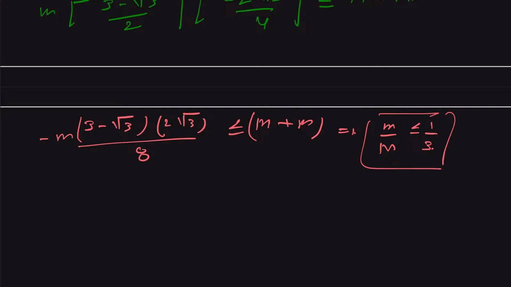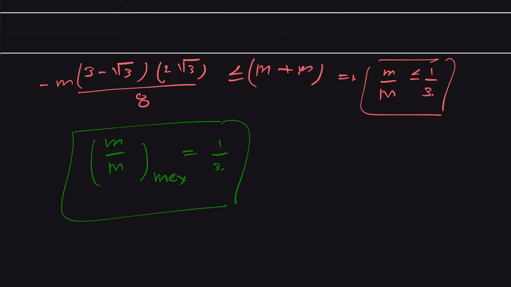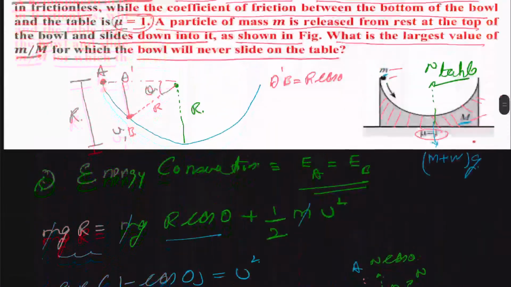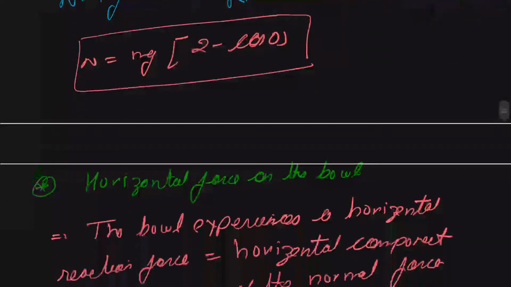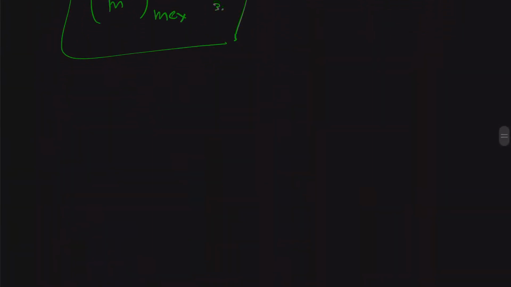Okay, approximately should be coming this. So the maximum value of m upon capital M max is equal to 1 upon 3. So this is the ratio of these two masses such that this ball never slides on the table. Okay, so the ball should not be sliding on the table. Only the calculation part is a little bit lengthy, and otherwise this question is comparatively easy.